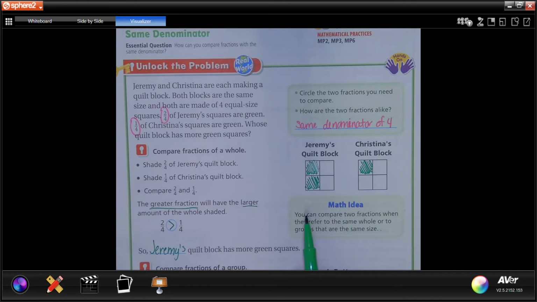Math idea. You can compare two fractions when they refer to the same whole or to the same groups that are the same size. So we are able to compare these because they have the same whole. They both have 4 parts in each whole, so the wholes are the same size.